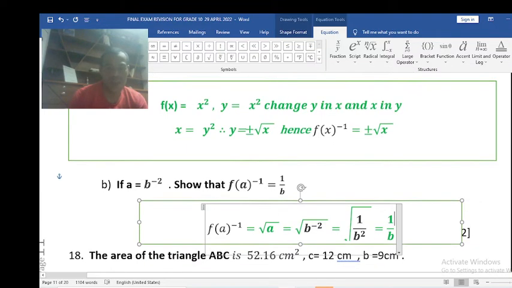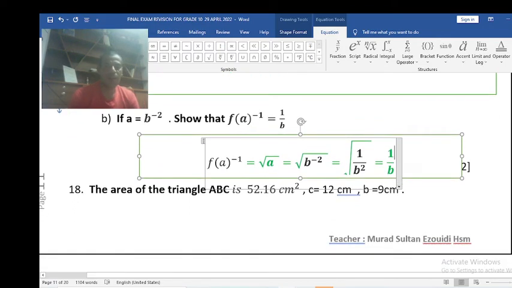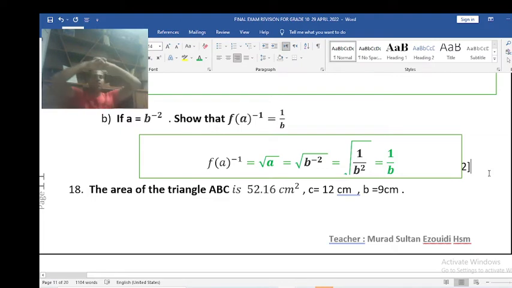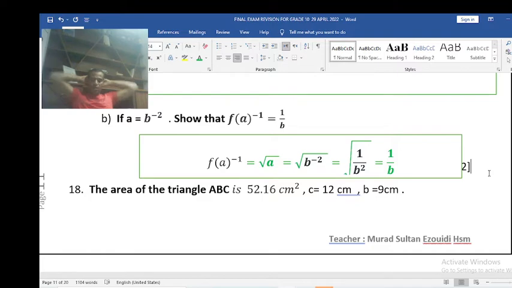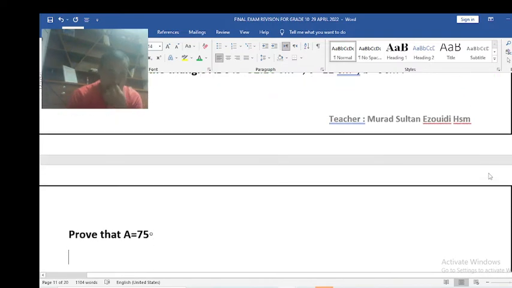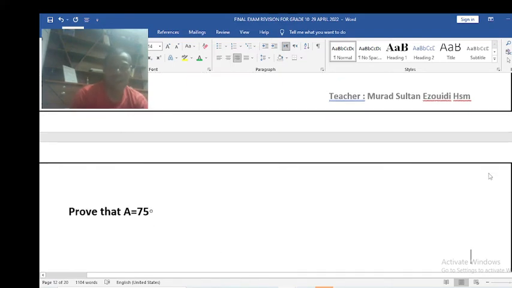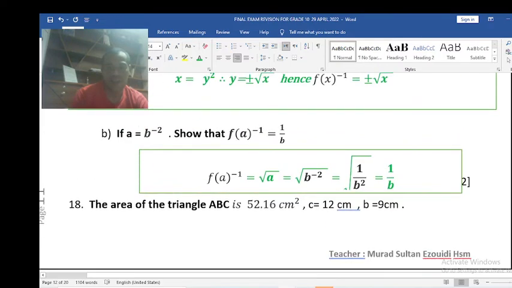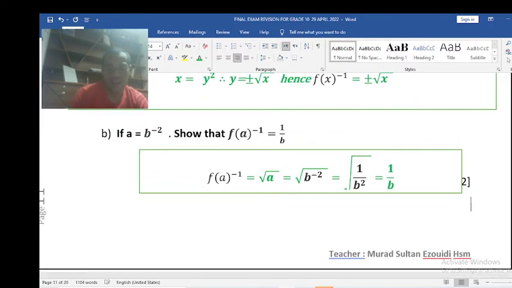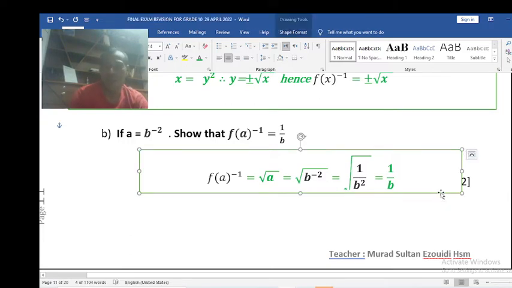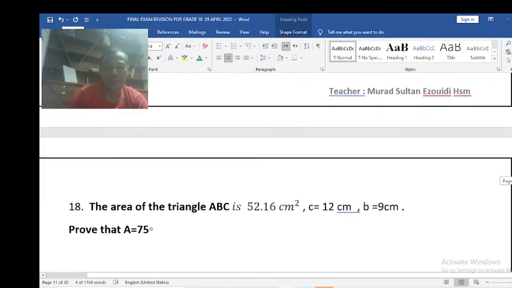The next question. Now let's say the area of this triangle ABC is 52.16 centimeters squared, C equals 12 and B equals 9. The question is to prove that the angle A is 75 degrees. For this question I will use this rectangle, and I come here to write.